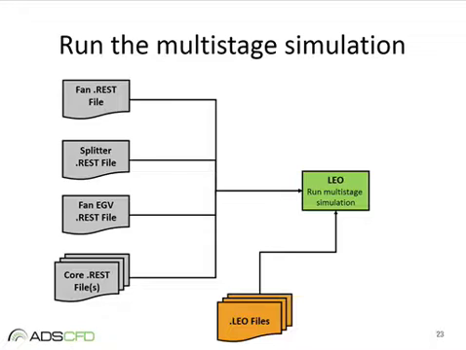As we mentioned before, for each row, we're going to need a restart file. So you can see here, going into Leo, we have a fan restart file, a splitter restart file, an exit guide vane from the fan or bypass restart file, and one or more core restart files. In addition, we need .leo files, which will tell the solver how to run the simulation and which restart files to point to.